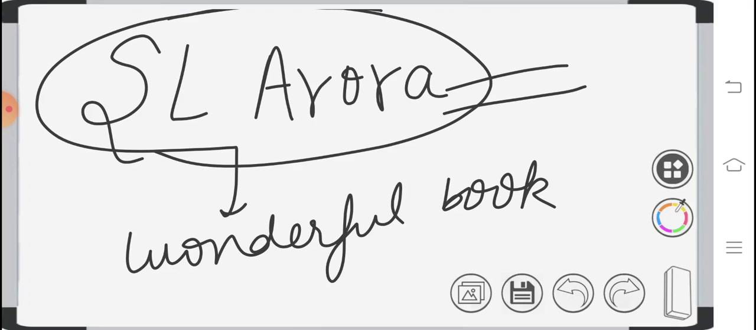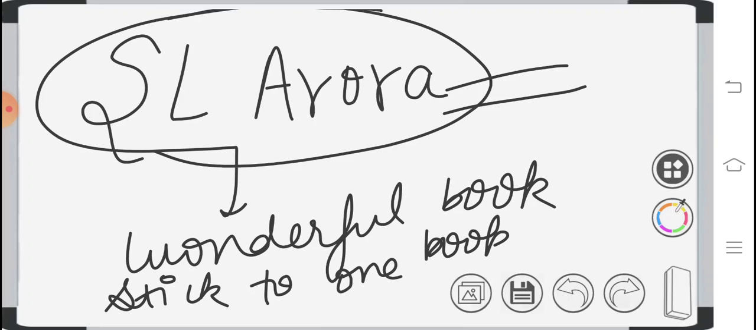Also, whichever book you use, stick to one book. Don't go here and there. Stick to one book. Practice it as many times as you can. Since I follow S.L.